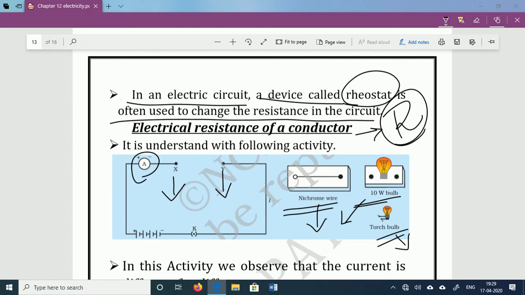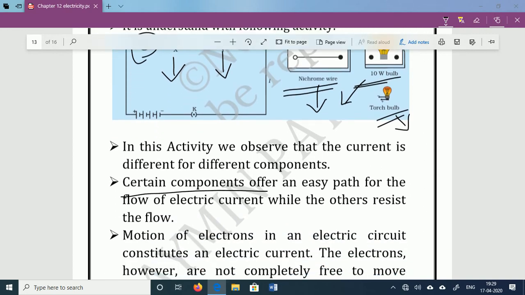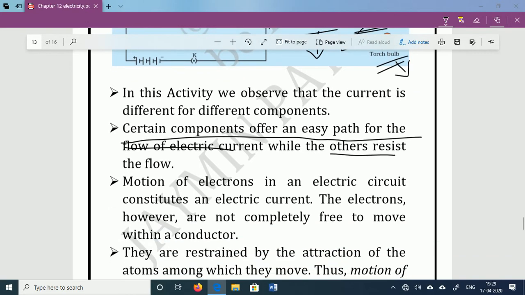Means it is not an easy way for the movement of electrons. Force is required, energy is required, work is required for the movement of electrons, but that electron movement is retarded by many reasons, and that retardation is called resistance. So here certain components offer an easy path for the flow of electric current, while others provide more resistance in the flow of electrons, and when the electrons flow, they produce electric current.